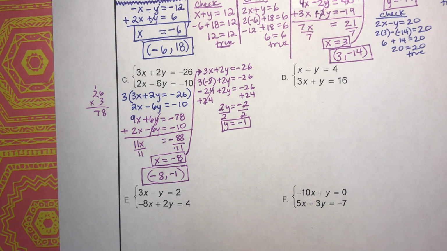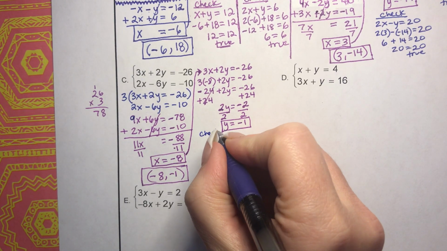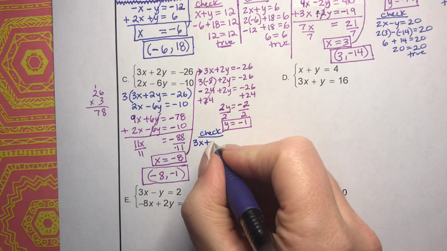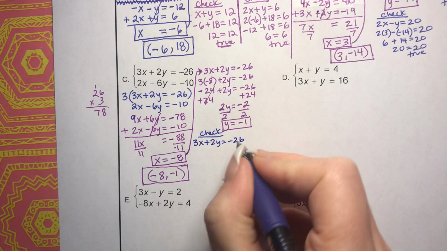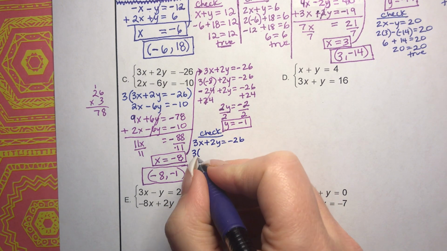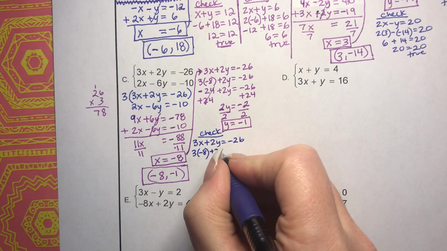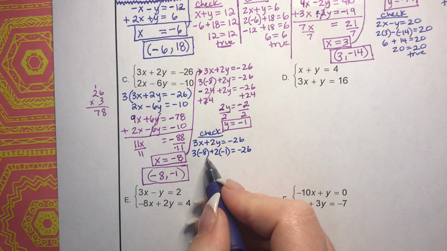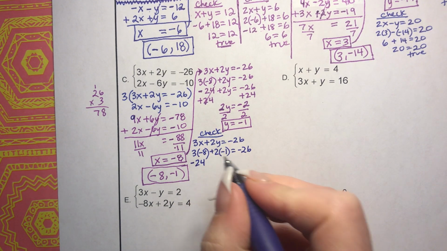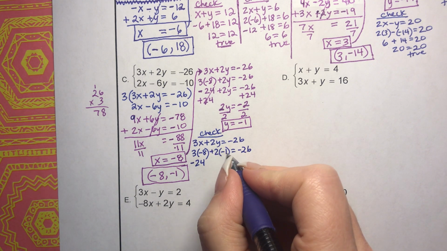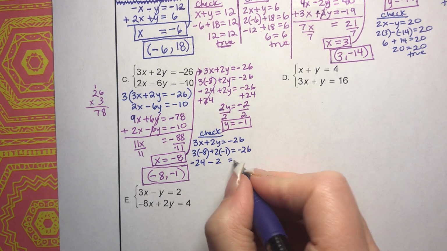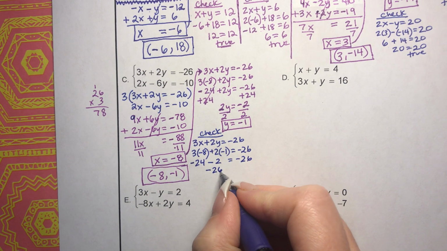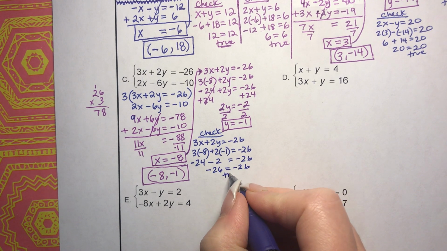Okay, so I'm going to check it. Write the first equation, original equation. 3x plus 2y equals negative 26. Plug in both numbers. Negative 8 for x plus 2, negative 1 for y. 3 times negative 8 is negative 24. 2 times negative 1 is negative 2. And then negative 24 minus 2 is negative 26. So that is a true statement.